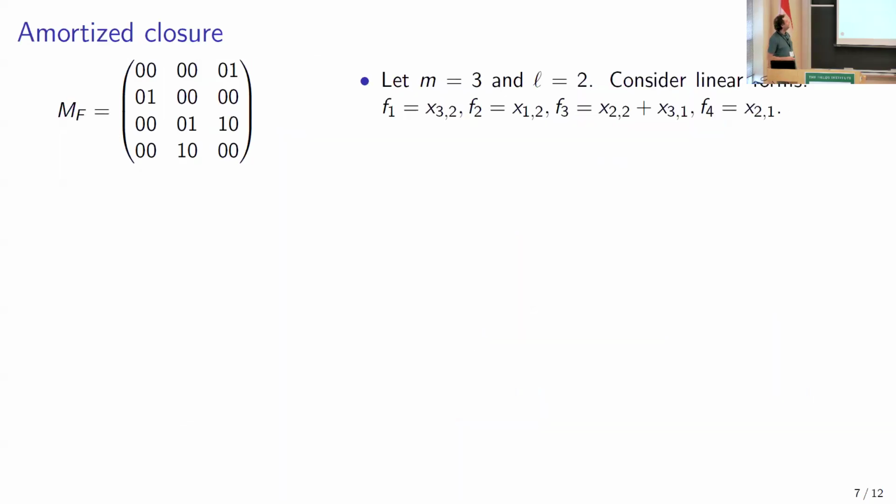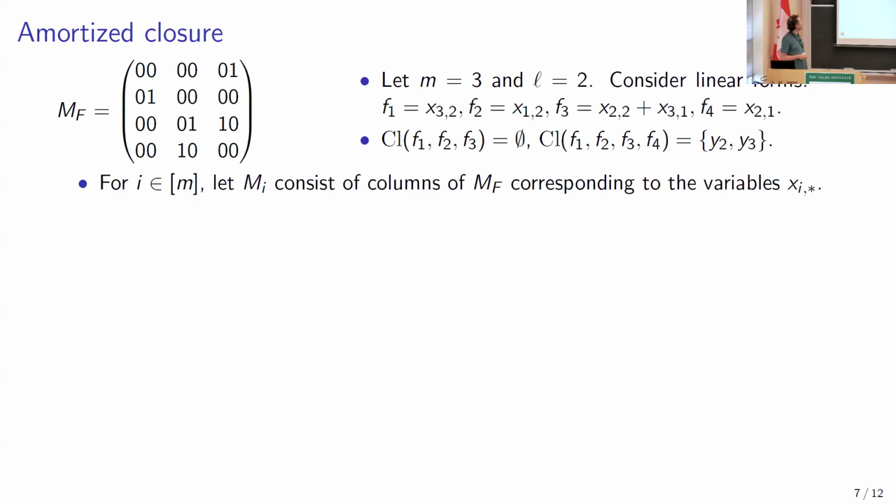Okay, and this is an example of linear forms, and this example shows that the closure has the following property: adding one linear form can increase the closure by more than one. Here it is increased by 2 elements, but actually it can increase arbitrarily. The idea of amortized closure is to have the same properties as a closure, but also to ensure that adding one linear form increases the amortized closure by at most one element.